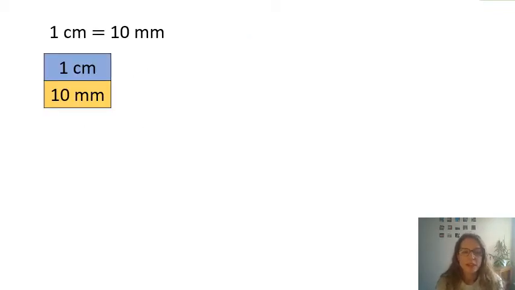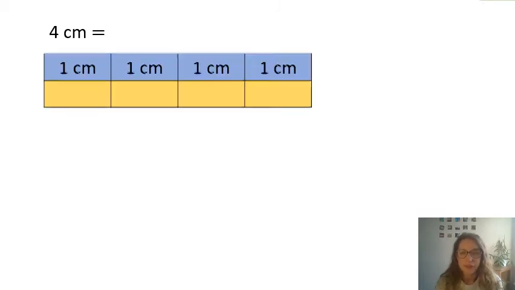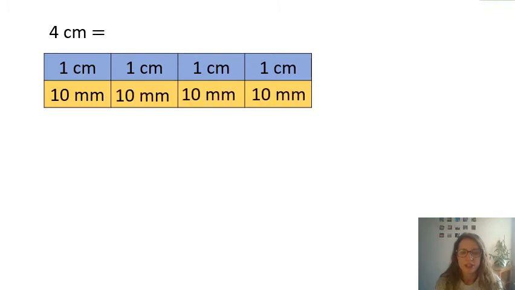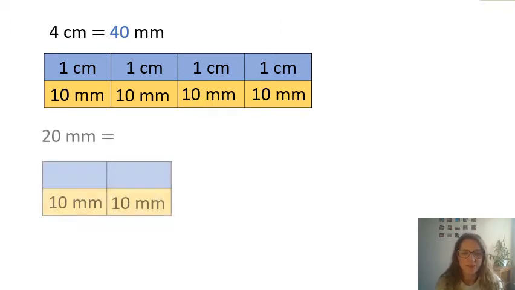Okay, so let's have a look at it using a bar model. So 1 centimetre at the top is equal to 10 millimetres. So 4 centimetres, I've got my 1, 2, 3, 4 centimetres. What would be underneath each of those? So we've got 10 millimetres under each. So 4 centimetres is equivalent to 40 millimetres. Well done if you got that right.